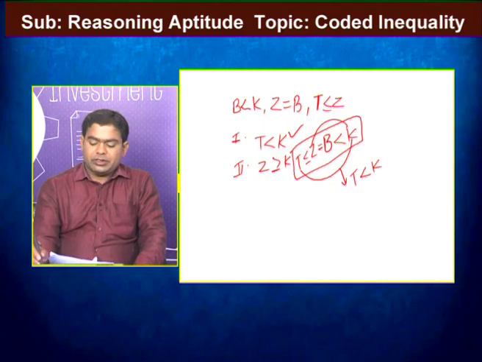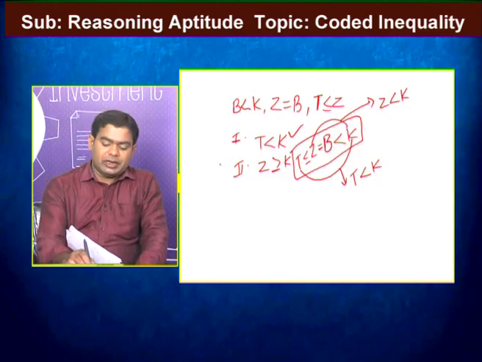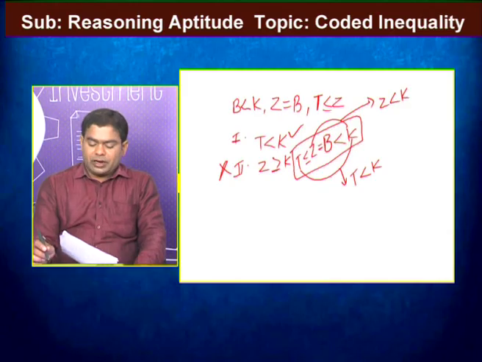By observation, Z to K, here arrows are towards K side. That means Z less than K. We get Z less than K, but our conclusion is Z greater than or equal to K. Both are contradictory. That means both are opposite. So conclusion 2 does not follow.